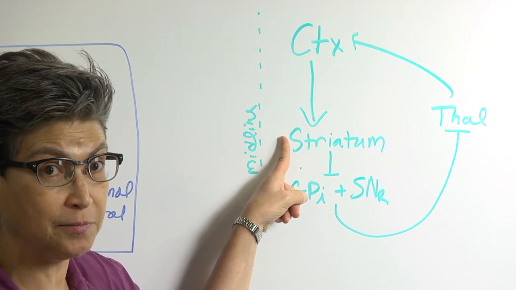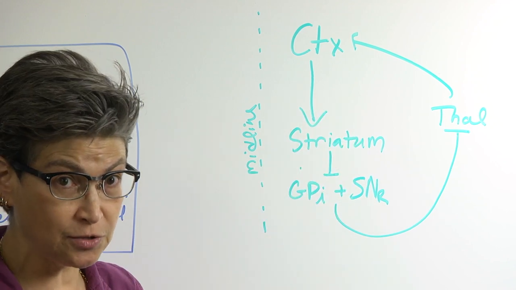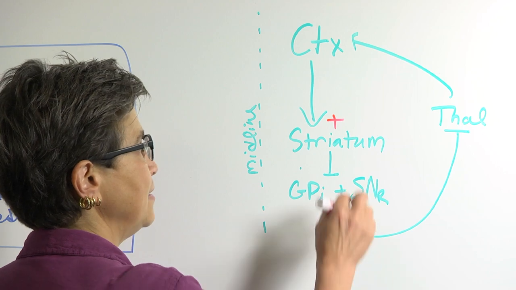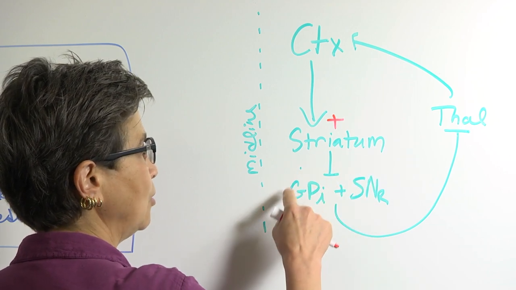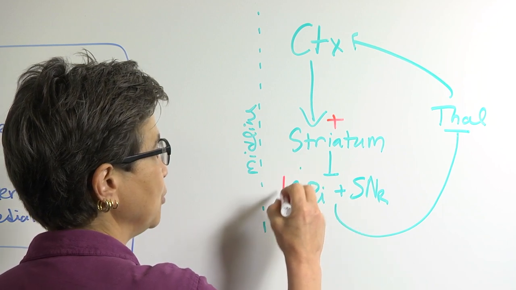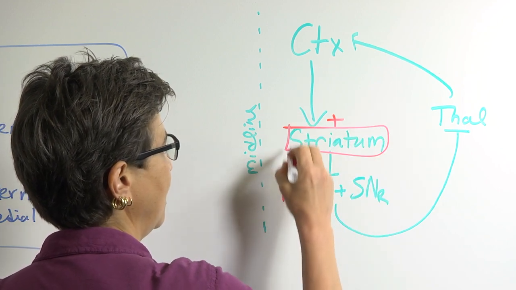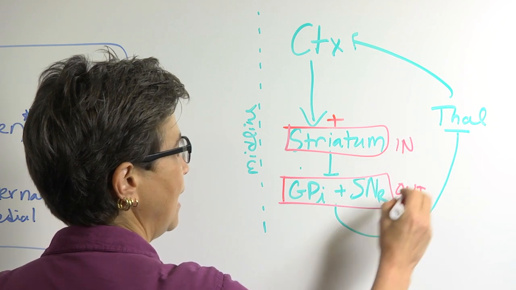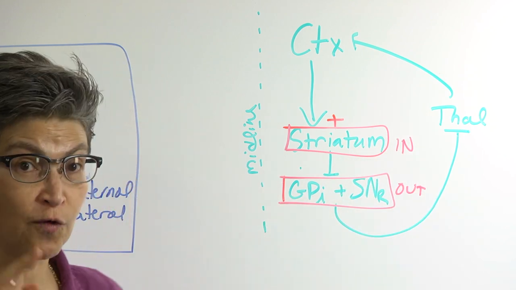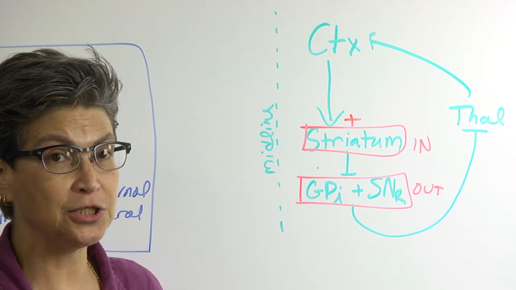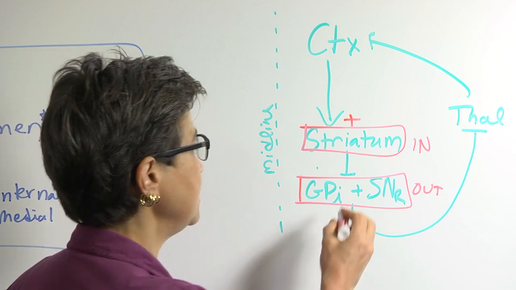That is the striatum. So the striatum is the receiving zone. And this is an excitatory connection. And then the striatum can only get out back to cortex via the output. So this is the input, and this is the output. In, out. And the output comes from globus pallidus internal and substantia nigra pars reticulata.